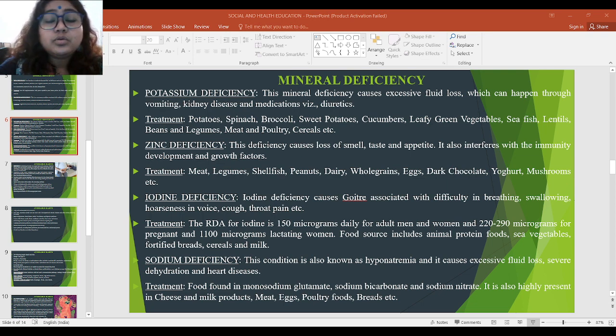Okay, so along with that, there are also certain food sources: animal foods rich in proteins, seafood products, vegetables, cereals, milks, bread. So these are also highly recommended to be taken.